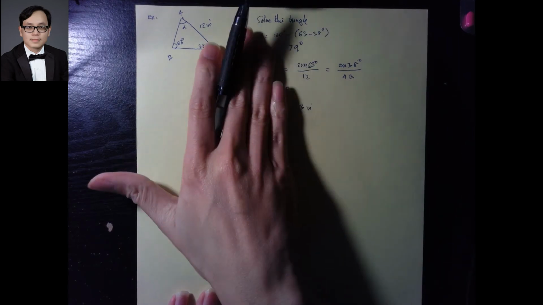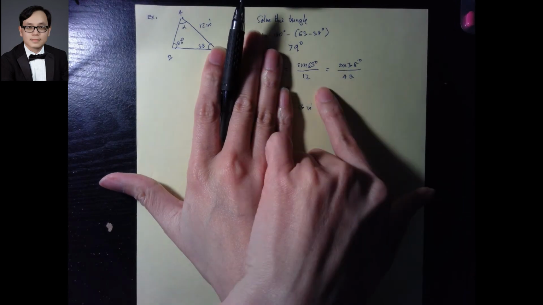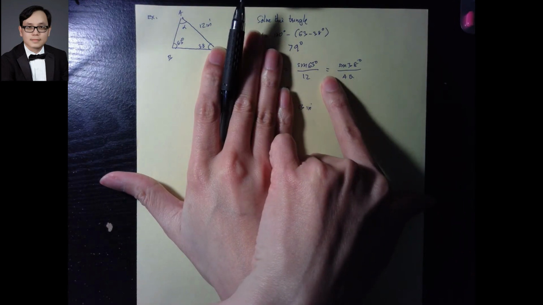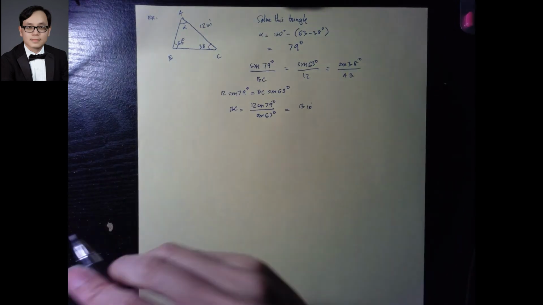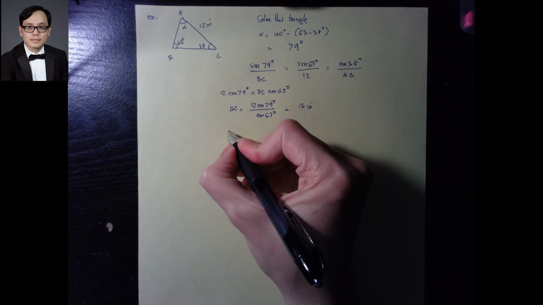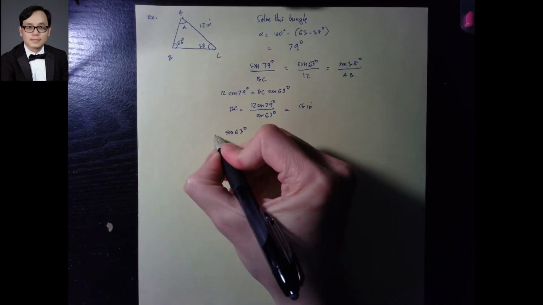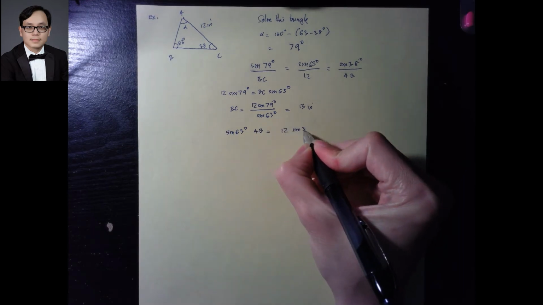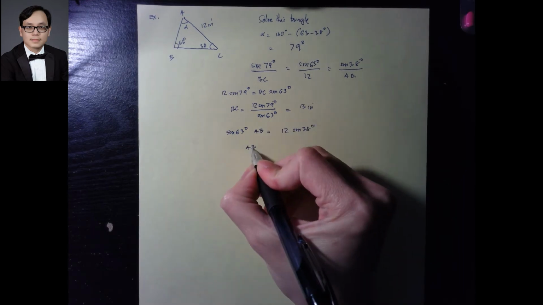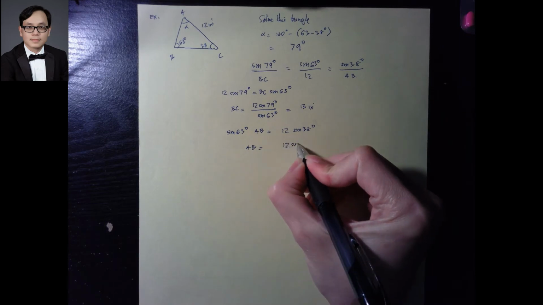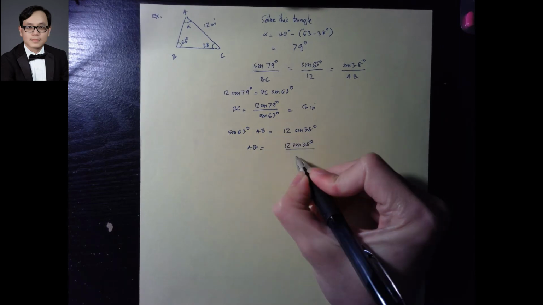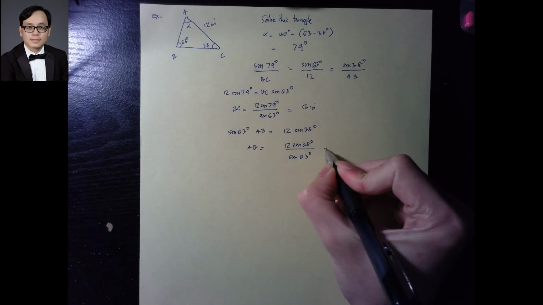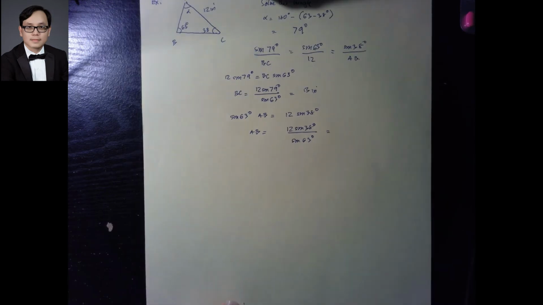Similarly, I cover this in order to get this proportion. Then I can find AB. So sine of 63 degrees times AB equals 12 sine of 38 degrees. So AB will be 12 sine of 38 degrees over sine of 63 degrees, which we put into a calculator.